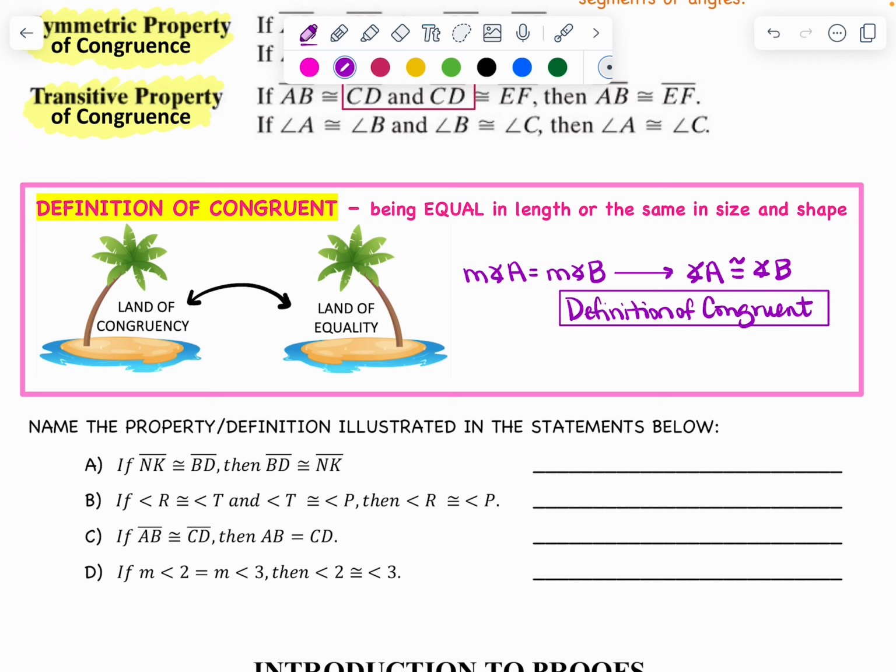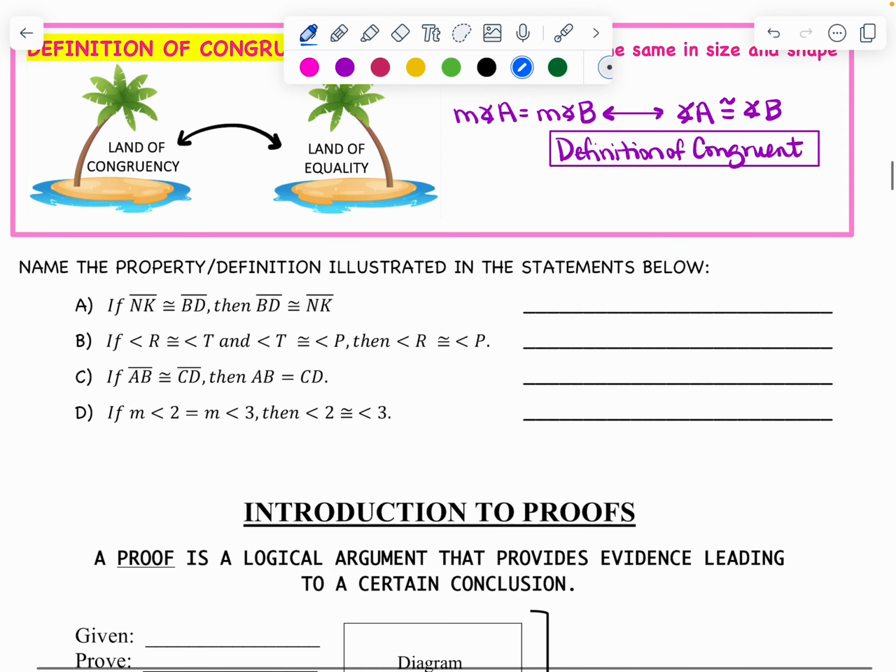Okay? And again, you're going to see in just a few minutes what I mean. And I'm actually going to make this a double arrow up here because it doesn't matter if I'm going from the land of equality to congruency or the land of congruency to the land of equality. We're still using definition of congruent in order to justify that move. Okay? All right, so bear with me. We'll see that in just a sec.